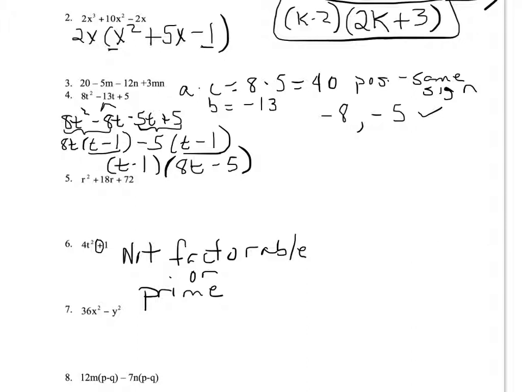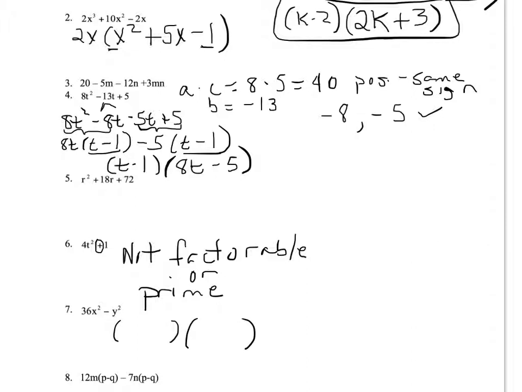Now, if you look at number 7, it's another one with 2 terms, and when I check to see, do I have a GCF other than 1, the answer is still no. But now when I ask the questions, is the first term a perfect square? I get a yes. Is the last term a perfect square? I get a yes. And this time, is the sign in the middle subtraction? Yes. That means I'm going to open 2 sets of parentheses.